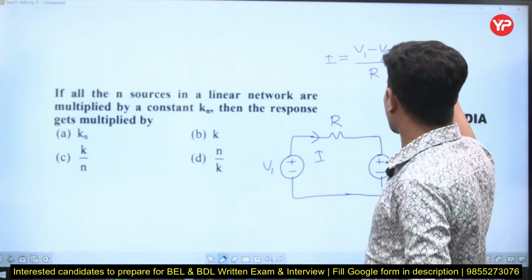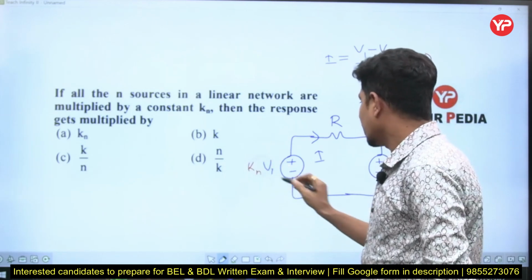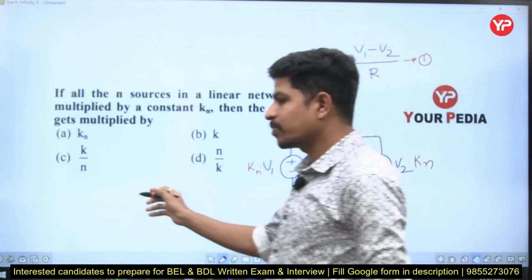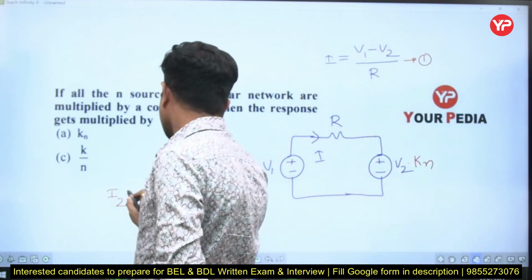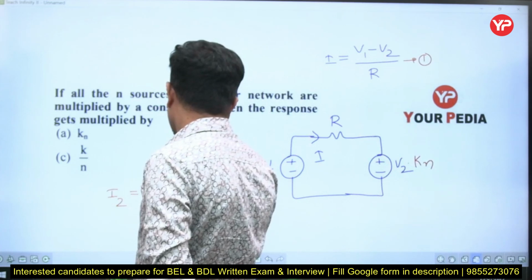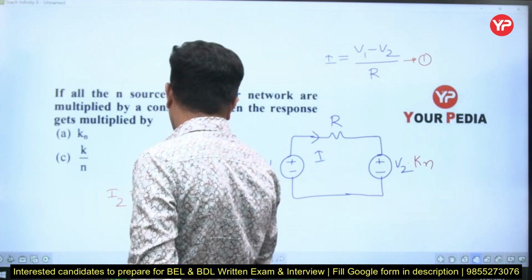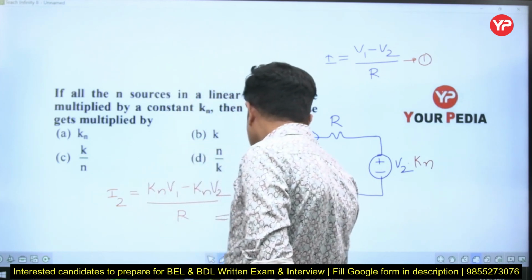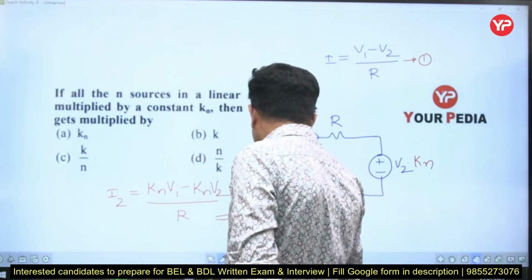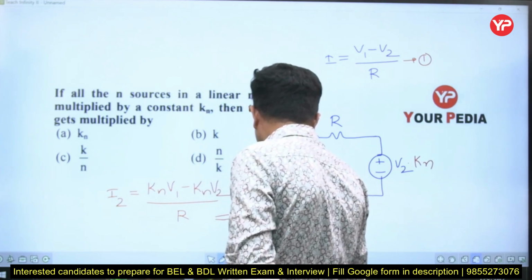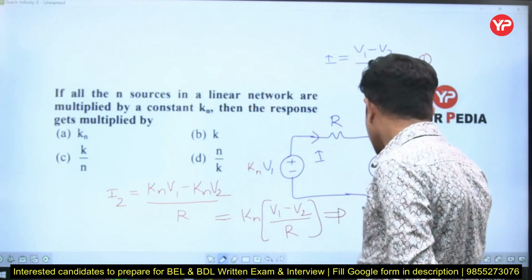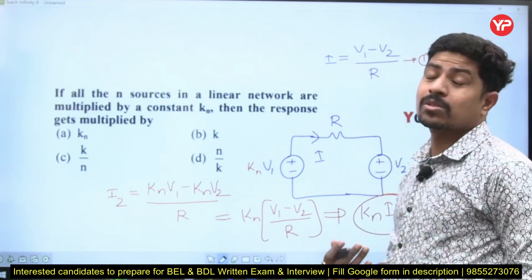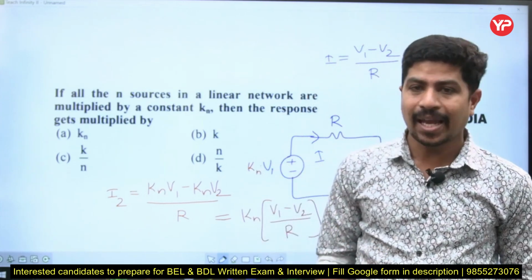Now if you multiply these with Kn, Kn into V1, Kn into V2, then the new response I2 is equal to Kn V1 minus Kn V2 by R. So this can be written as, if I take Kn common, Kn times V1 minus V2 by R, that implies Kn times the previous response. Yes, the response also will get multiplied by Kn times.